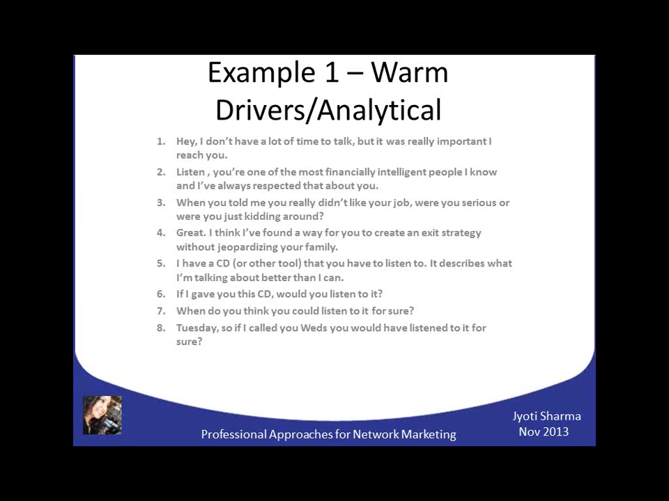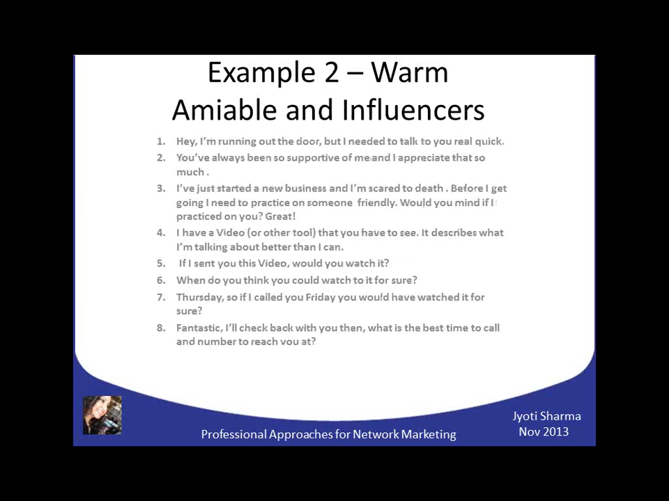So let's try the next example, the second example. And the second example is, again, for people that you know, so it's for the warm market. And this is for the amiable type, or somebody who is an influencer, or somebody who has a lot of friends. They're very friendly.